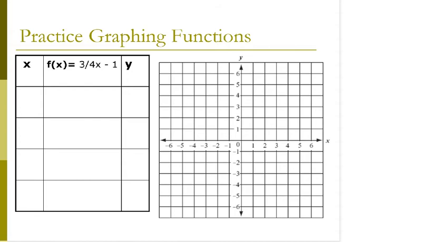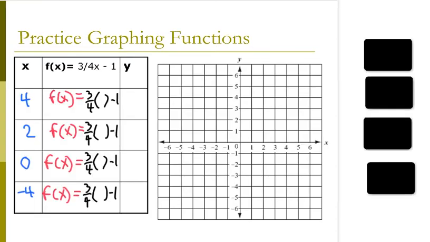So if we chose the values 4, 2, 0, and negative 4, since we have to know our x first, x is going to be the independent variable, and since we're going to get back y, or f of x, that's going to be our dependent variable. The value of y depends on what values of x we choose. That's why y is the dependent variable.